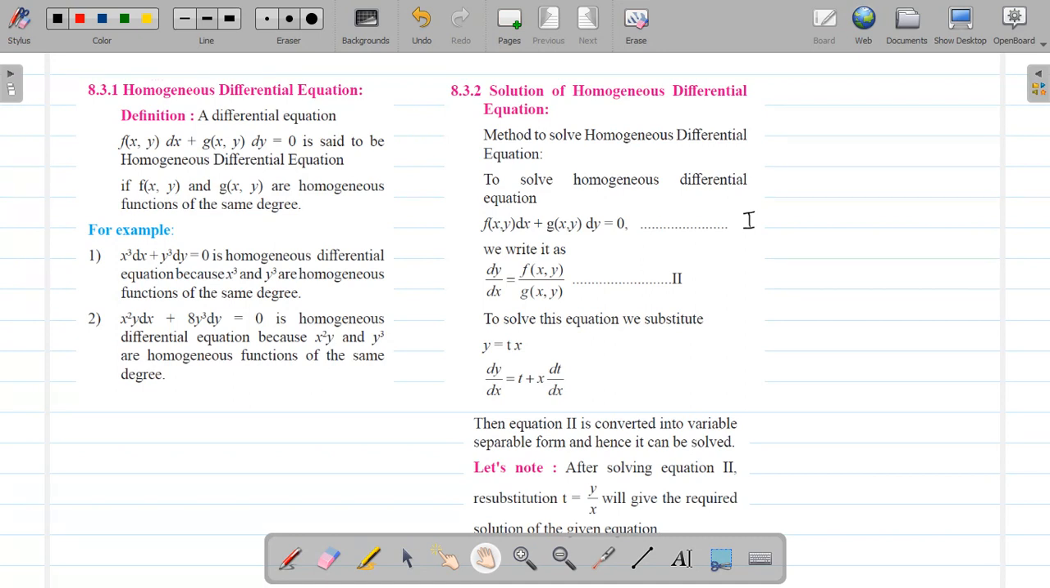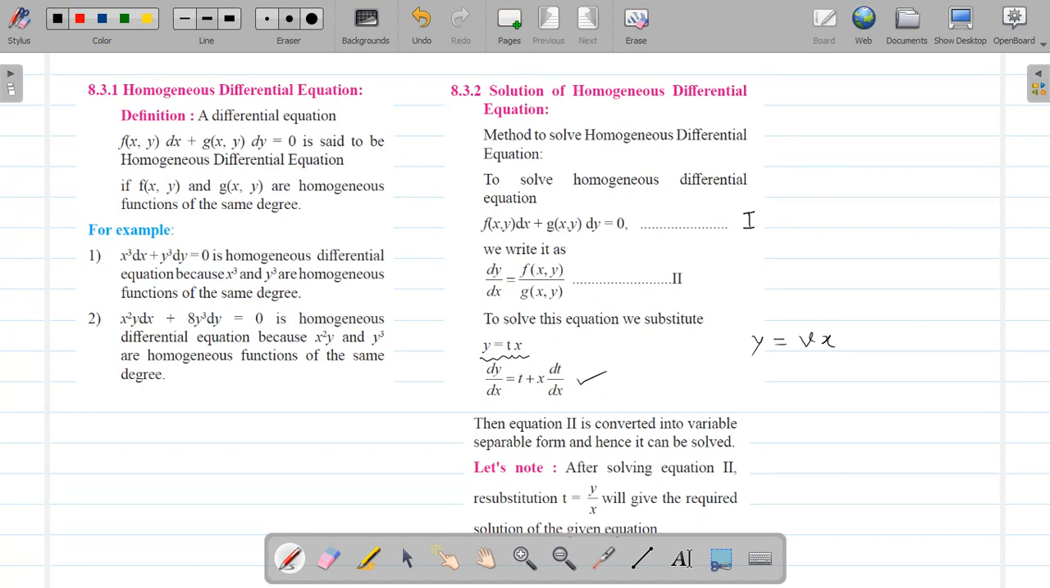Now to solve this differential equation, we have to substitute y is equal to tx. This is very important. You can also put y is equal to v into x. In your textbook it is given that you have to put y is equal to tx, but sometimes we put y is equal to vx also. Then if you take the derivative on both sides with respect to x, you will get dy by dx is equal to t plus x into dt by dx.